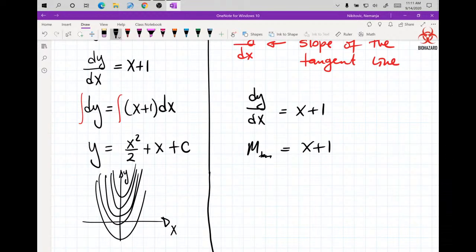And we can pick different values for m tangent. Let's say from -2 to +2.